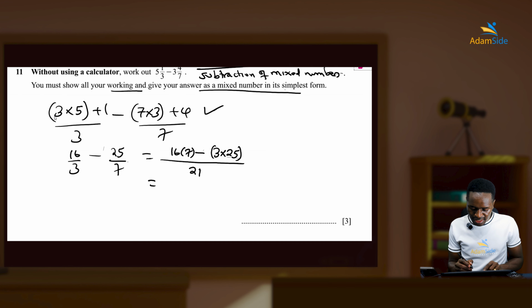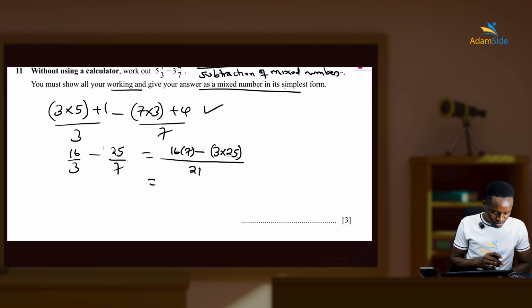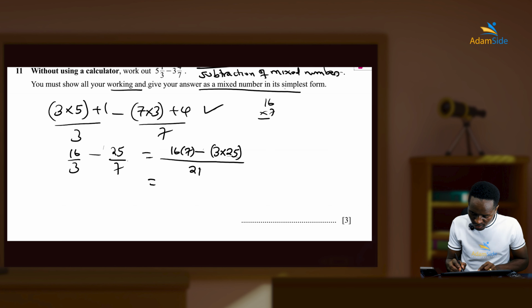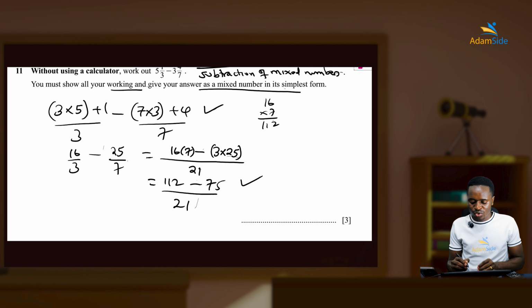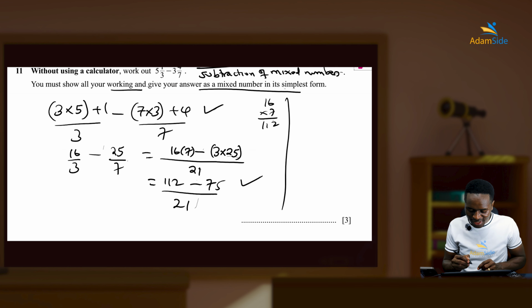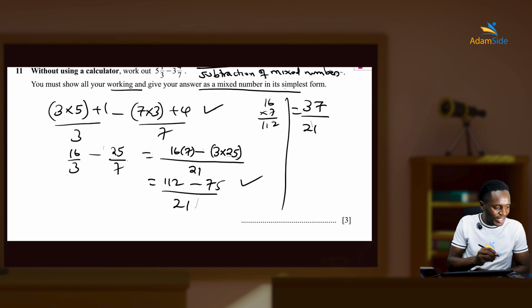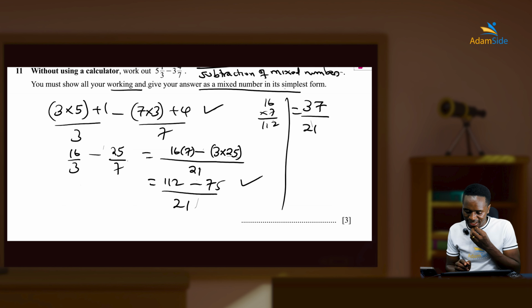So 16 times 7, what's 16 times 7? You can do 16 times 7 without the use of a calculator. 112. However, you can use a calculator. So minus 75 over 21. But what they basically need is for you to show that you did not use a calculator. So you have 112 minus 75, so you get 37 over 21.